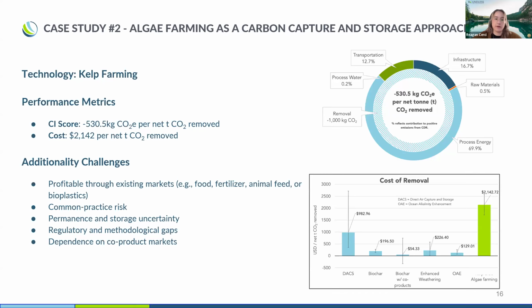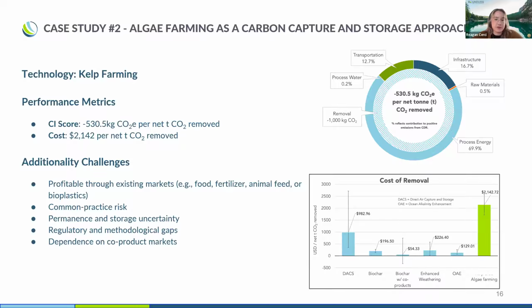And then again, regulatory or methodological gaps. Like I said, there are a couple different ways to calculate how much carbon is actually being stored long-term. And if that carbon is being used for a bioplastic, we need to make sure that, how quickly will the bioplastic degrade? Are we looking on a cradle to grave scale? So everything from raw material production and manufacturing, the growing of the kelp, to the disposal of the bioplastic. What happens to the waste when it is done being used?